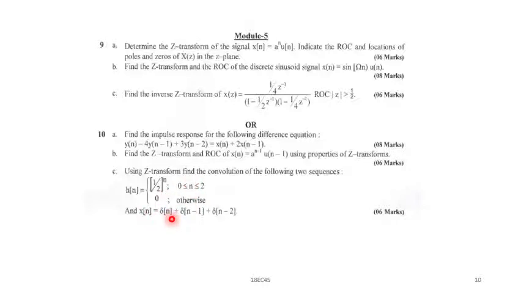And x of n is equal to delta of n plus delta of n minus 1 plus delta of n minus 2. So you have to find out the convolution of these two sequences. Here you can apply the convolution property and find the answer. This is asked for 6 marks. So we will discuss the scheme, how the marks are distributed for each question here.